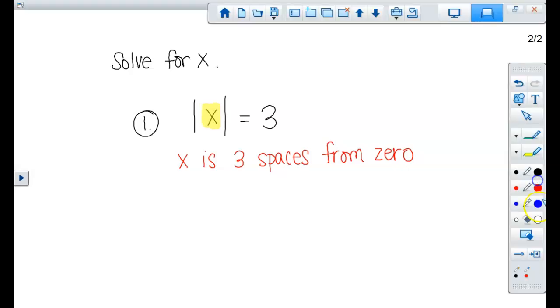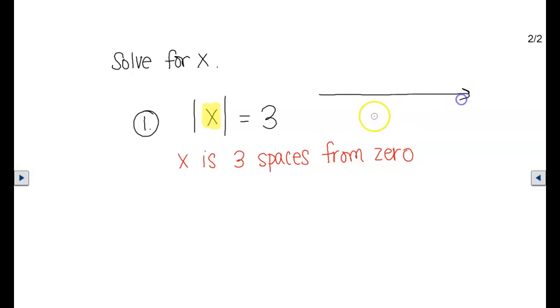So now what I need to do is think about what numbers fit that description. What numbers are 3 spaces away from 0 on a number line? Well, if I picture my number line, with 0 being the starting spot for that measurement, I know that if I go 1, 2, 3 spaces away from 0, I'll land at positive 3. That is 3 spaces away from 0. So one of the things that x could be is 3. Because if I put the number 3 right here where this x is, the absolute value of 3 equals 3 would be true.